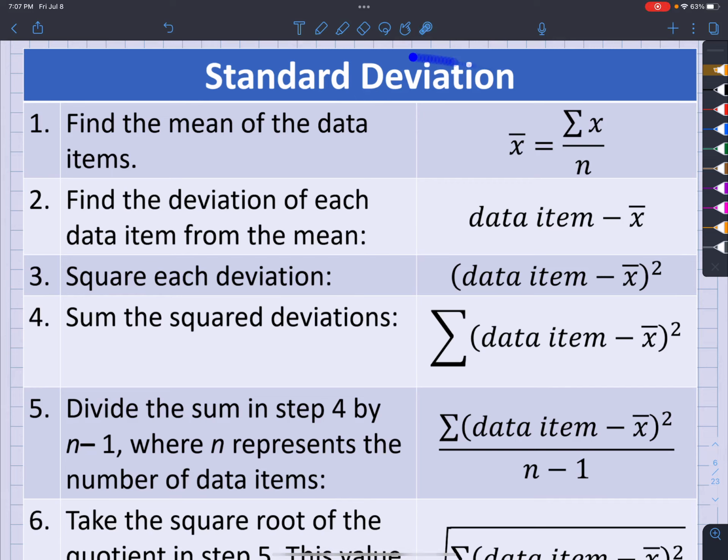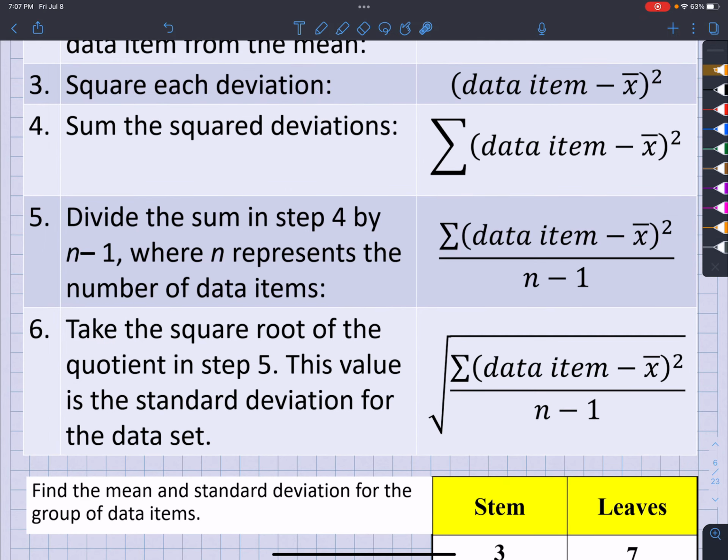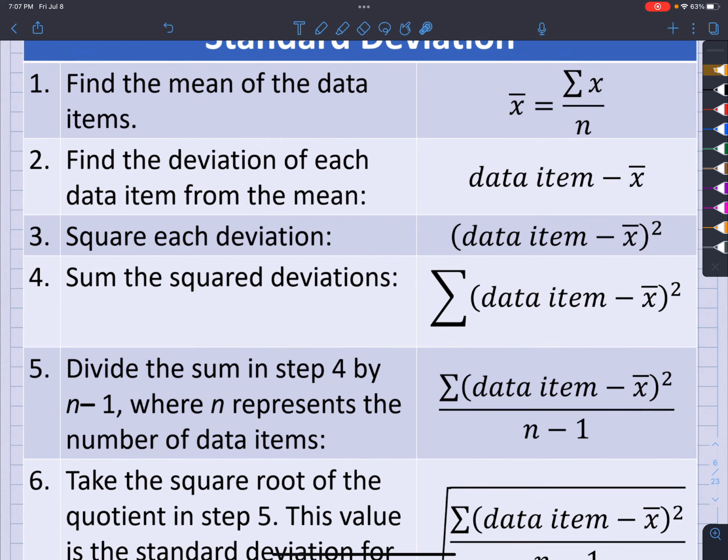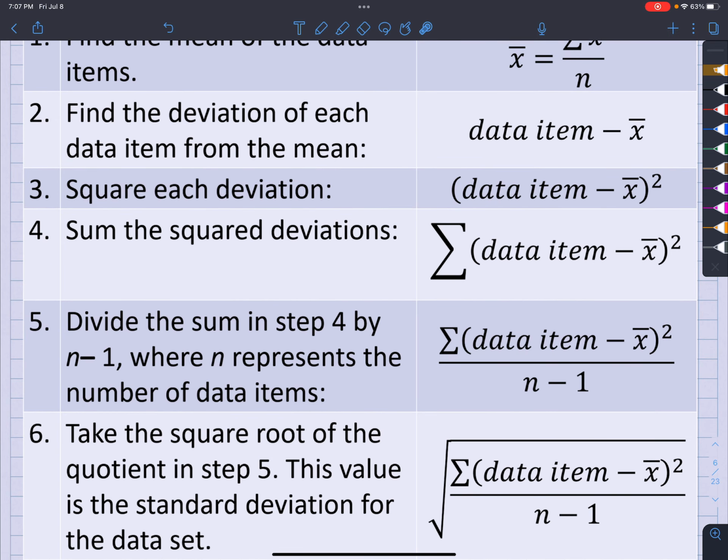So here we're looking for standard deviation, and we've got a bunch of steps to do. We have to find the mean, then take each data item and subtract the mean, then square the difference, sum the whole thing, divide by n minus 1, and so on. My suggestion is that you keep these steps in front of you. Do enough problems where these steps don't even need to be there anymore, okay?